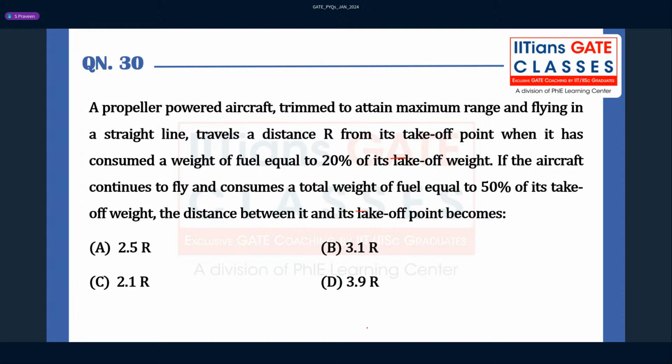So again, this is a pretty easy question, but you have to think about it. Okay, right. So let's try to do this. Let's underline first several keywords. Trimmed to attain maximum range and flying in a straight line travels a distance r from its takeoff point, consumed weight of fuel equal to 20% of its takeoff weight. If the aircraft continues to fly and consumes a total weight of fuel equal to 50% of its takeoff weight, the distance between it and its takeoff point becomes. Okay. So let's try to do this. Pretty simple.